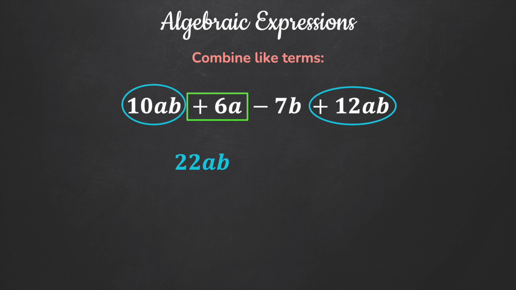And then 6a does not have a like term, so we bring it down. And negative 7b does not have a like term, so we bring it down. So 10ab plus 6a minus 7b plus 12ab is equal to 22ab plus 6ab minus 7b.